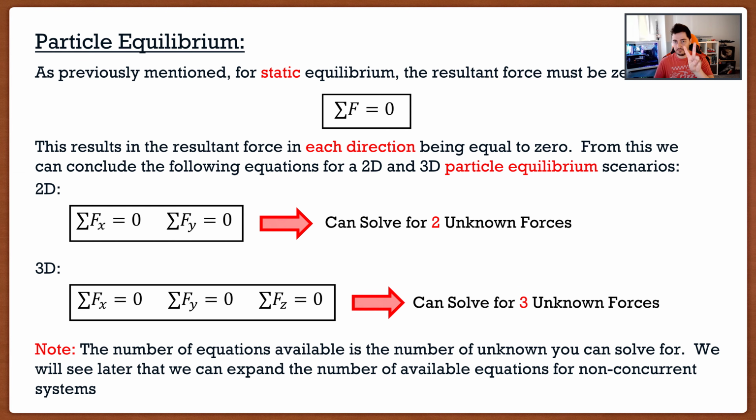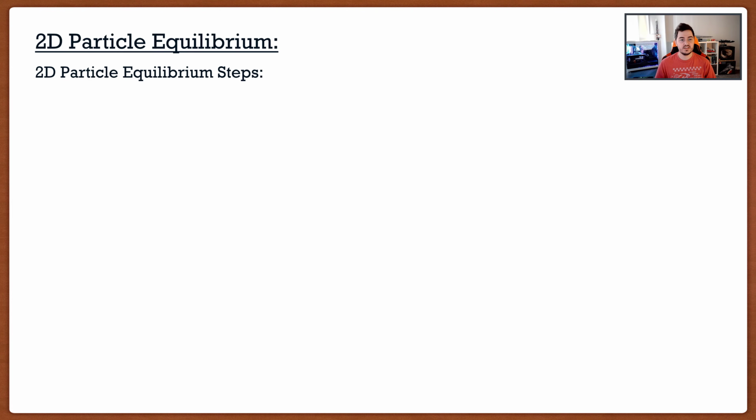Therefore, for 2D, two equations, and for 3D, we have three equations. So let's discuss 2D. If you understand 2D, then 3D is going to be the exact same. So this will give you a brief understanding of what exactly we're going to do.